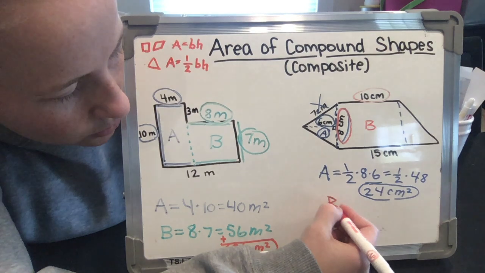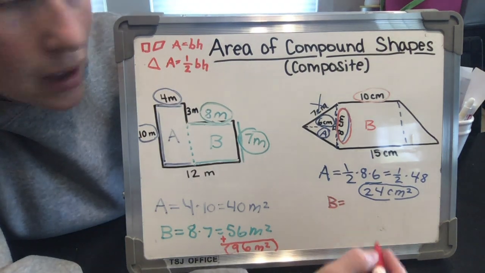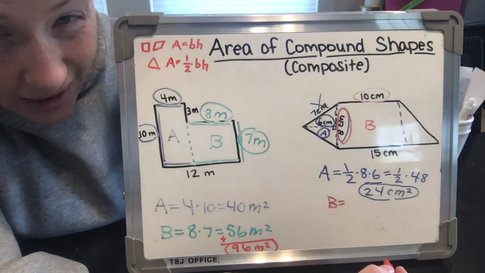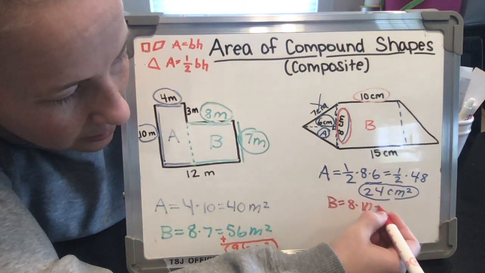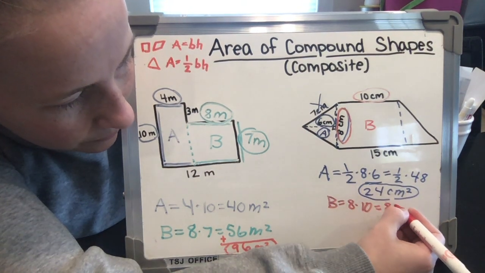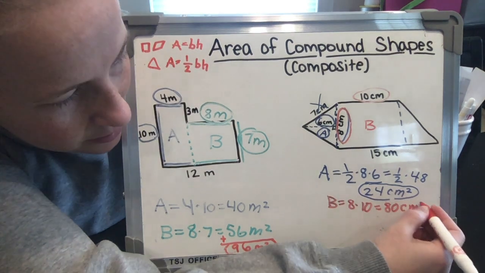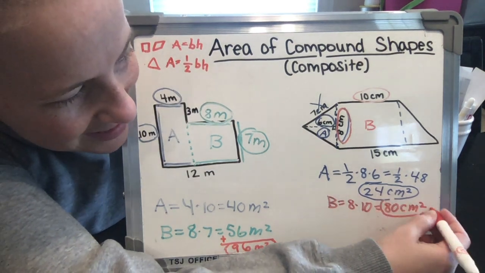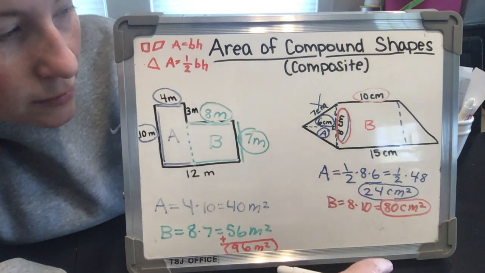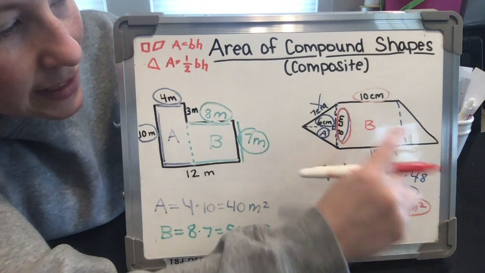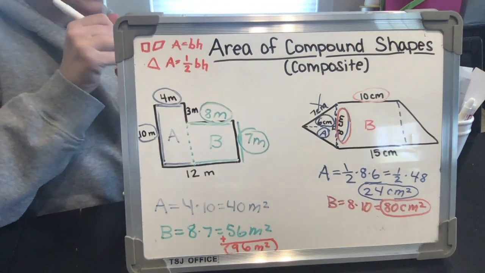So I'm going to do the area of shape B. Base times height. I don't cut this in half because it's not a triangle. So I'm going to do 8 times 10, that was easy, which was 80. And this is centimeters squared. Okay, so I've gotten the second part of my area. So far I've gotten 24 centimeters squared here, 80 centimeters squared here. I've got one final step.